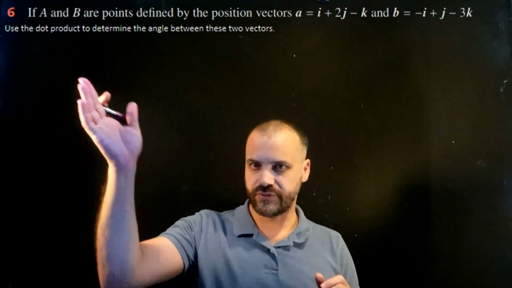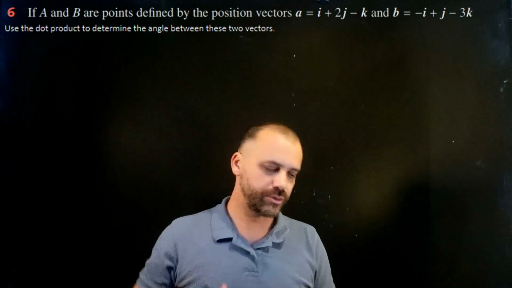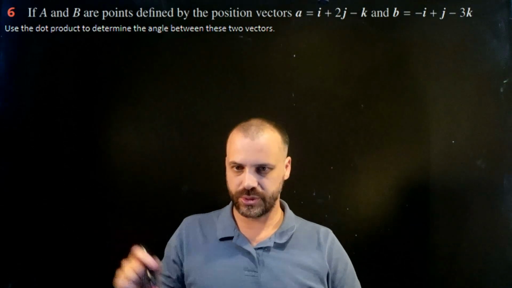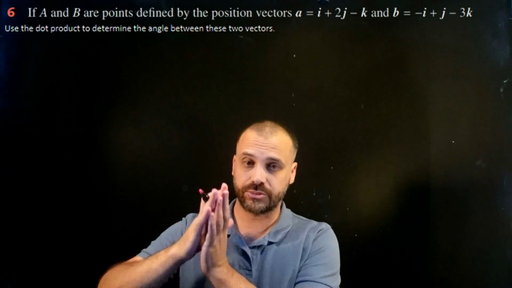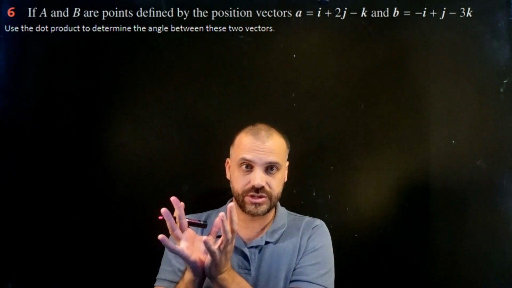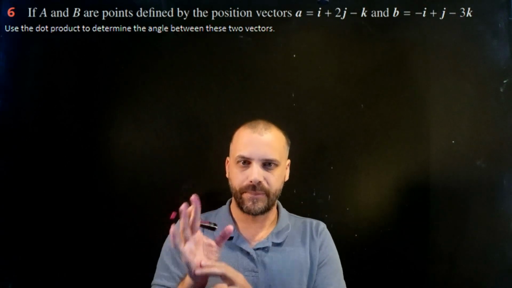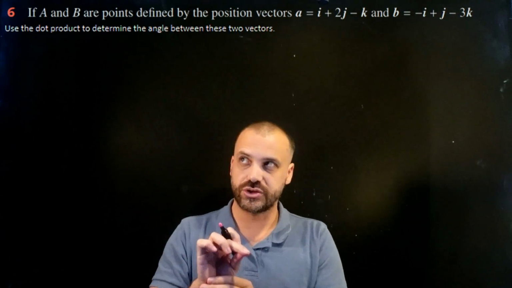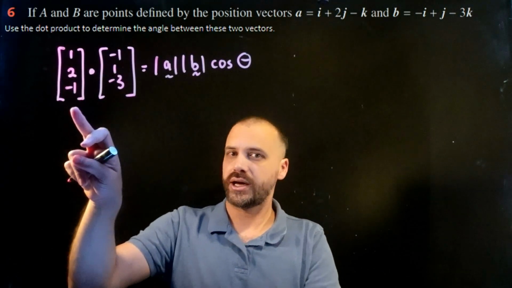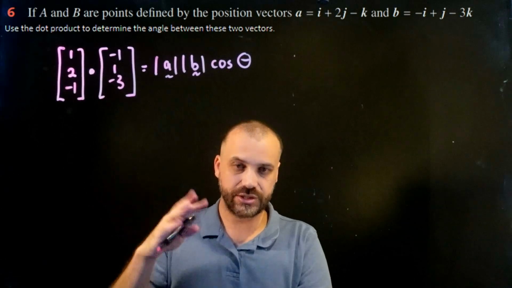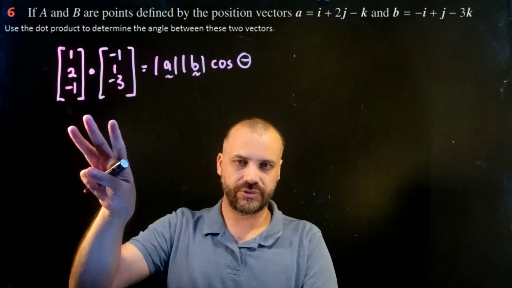All right, so if A and B are the points defined by these vectors, use the dot product to determine the angle between these two vectors. So this is really where the dot product is super useful, finding the angle between two vectors in 3 dimensions. It's impossible or very difficult to draw and picture it, but very, very easy if we just use our 2 formulas for the dot product. All right, so I've written it up. I've chosen to convert them to column vectors just because. This I'm going to find the dot product of, and that's going to be relatively straightforward.